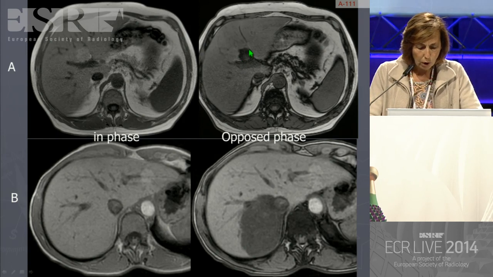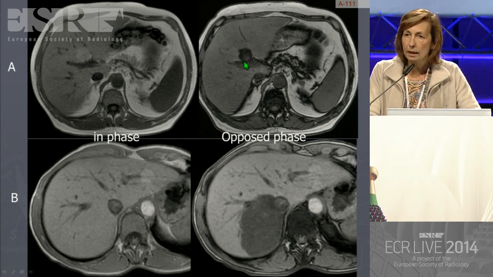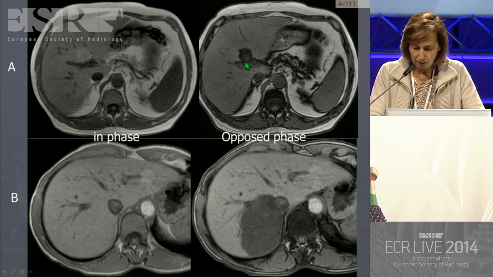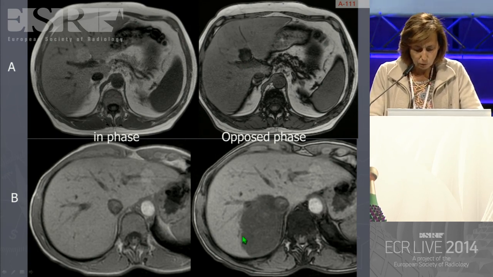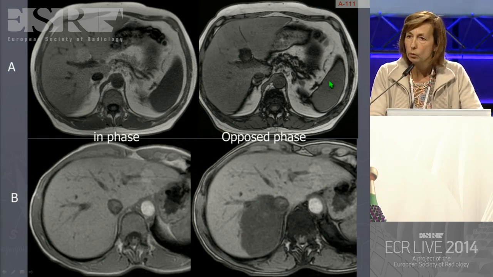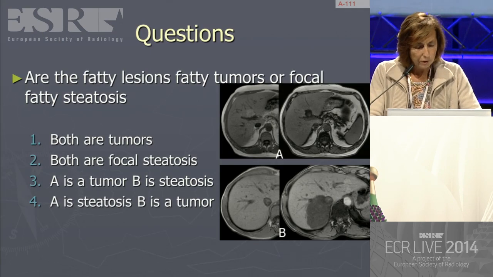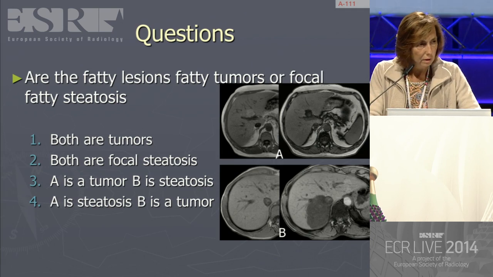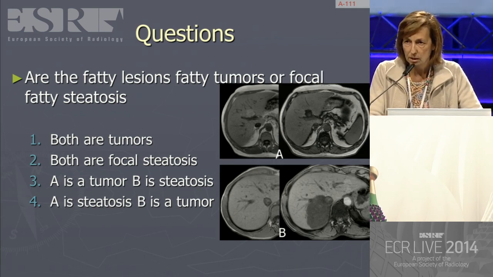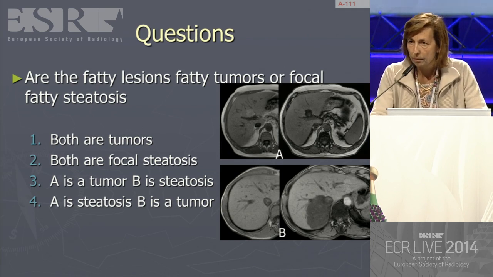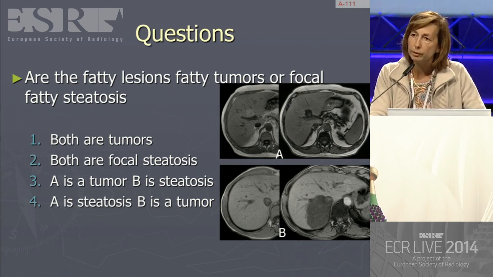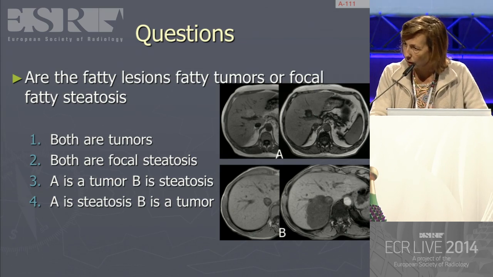fat with a drop in signal intensity here in A, located in the posterior part of the segment 4, and here in the right posterior segment. So you would agree with me that both lesions are fatty. But are these fatty lesions tumors or focal fatty steatosis? This is another pitfall which is very, very common in liver imaging.